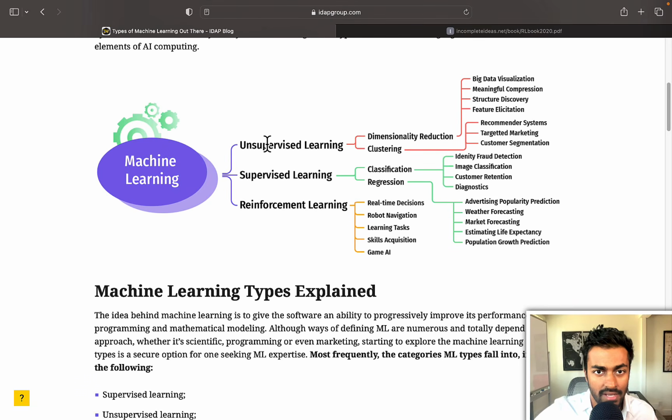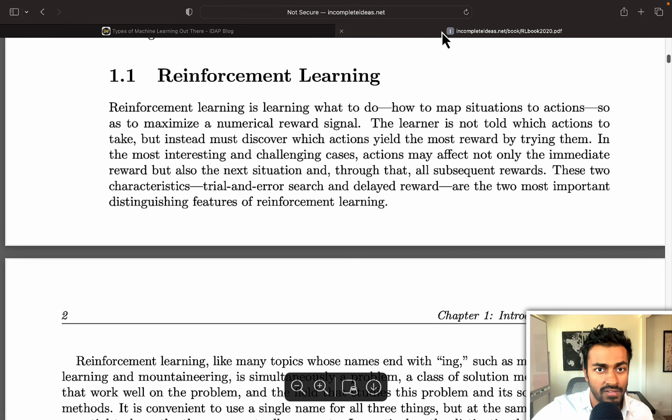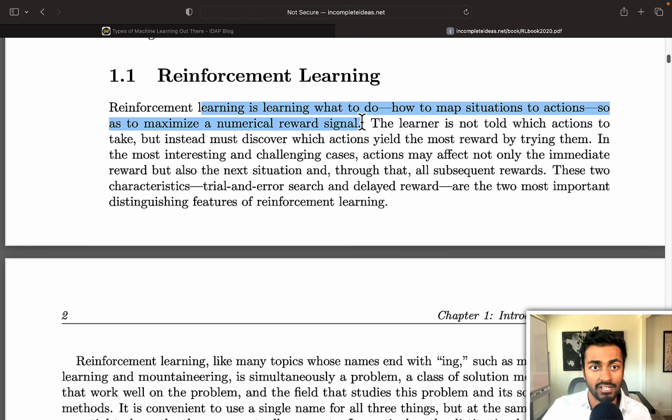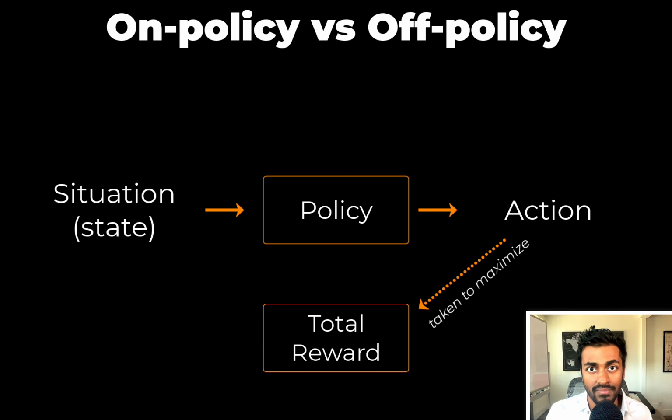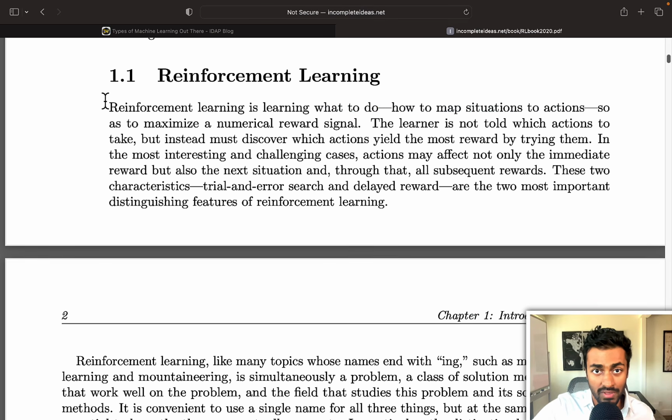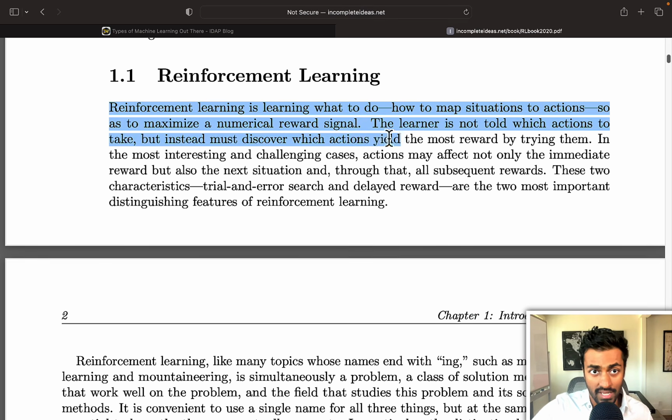So reinforcement learning is one of the three major ways in which machines can learn. And specifically, reinforcement learning is learning what to do, that is how to map situations to actions, so as to maximize a numerical reward. Now, a function that maps a situation, which is a state, to an action is known as a policy. And it's these policies that are used to maximize a numerical reward. And so reinforcement learning is essentially learning a policy to maximize a numerical reward.